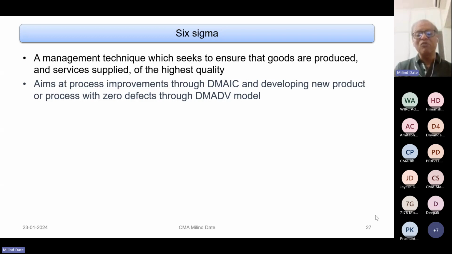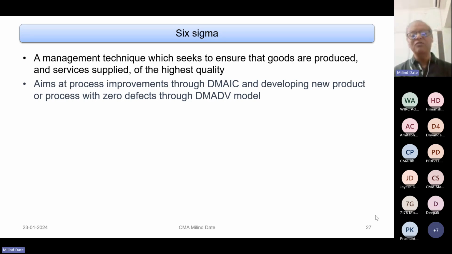I stands for improvement, and then control, whether the revised process is really getting controlled or not, really working. This is general for process improvement, but you could use another technique for a new product or new process that you have met with a zero defect kind of a target.